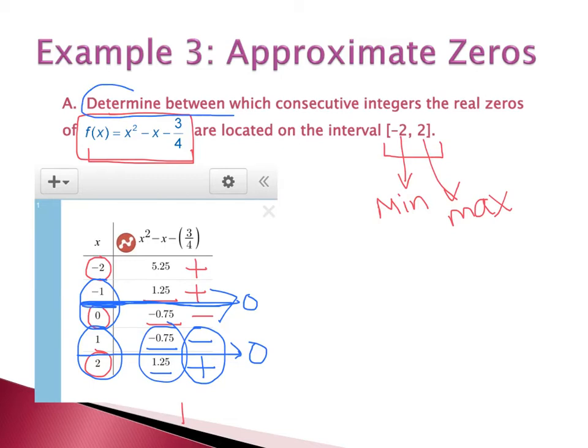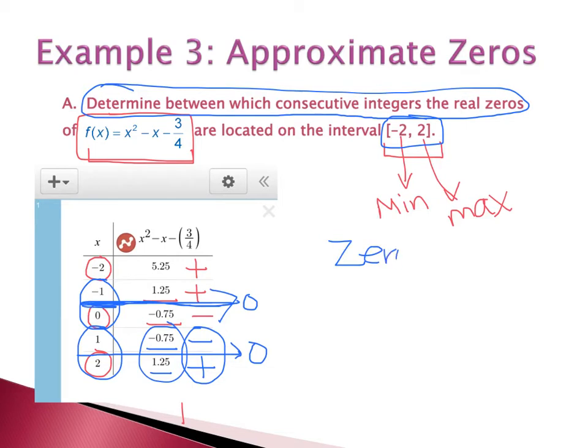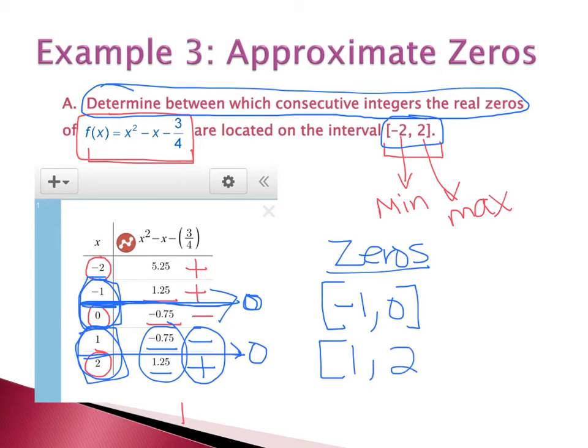The question asks us to determine between which integers the real zeros of the function are located on this interval between x equals -2 and x equals +2. I'm going to say one of my zeros occurs between -1 and 0. My y coordinate is 0 somewhere between an x value of -1 and an x value of 0. And again, we have another 0 between an x value of +1 and +2.